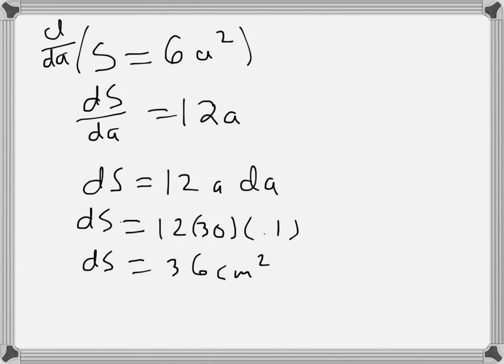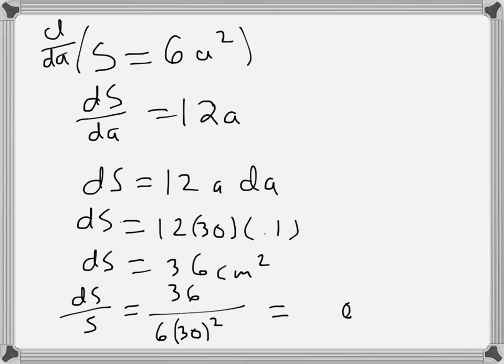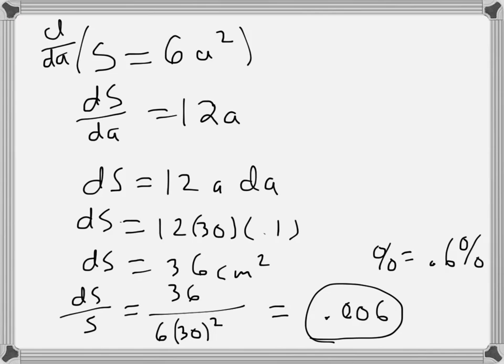And now I want to get the relative error. So I want dS divided by S, which is 36 divided by 6 times 30 squared. And here, this comes out to be 0.006. And so the percentage error then, if I move the decimal twice, is 0.6%. So this is my relative error, and this is my percentage error.